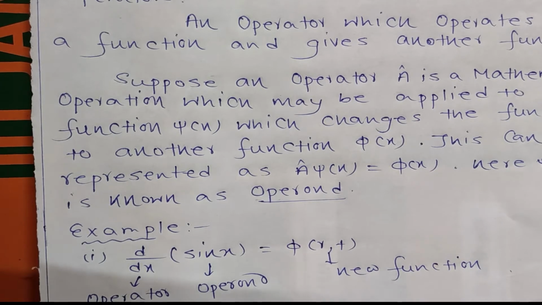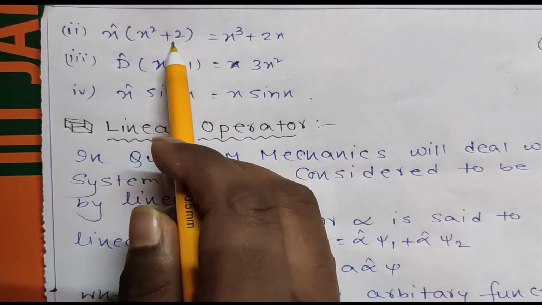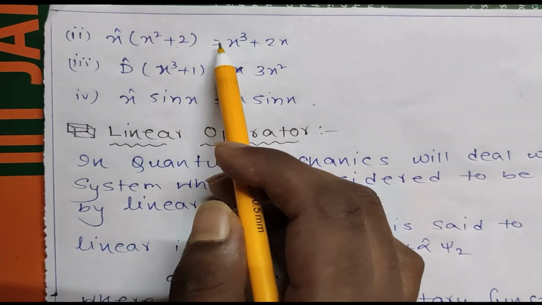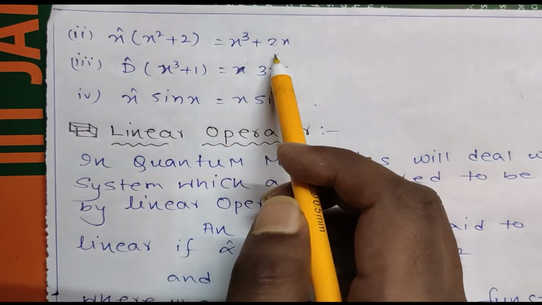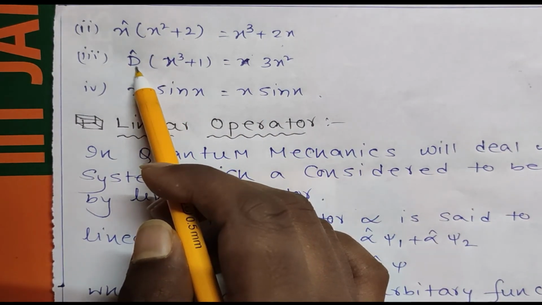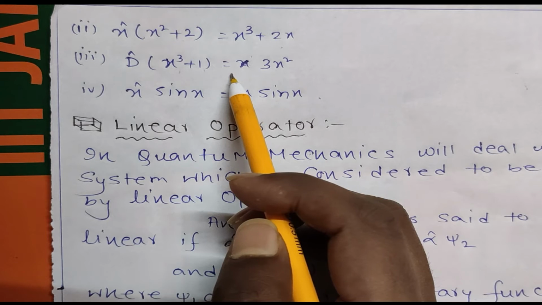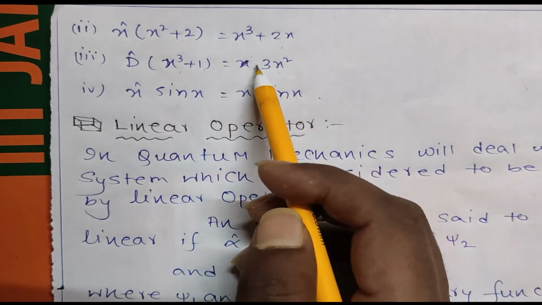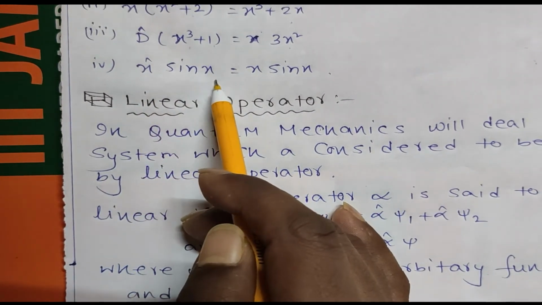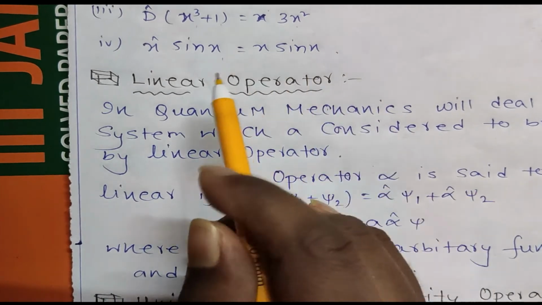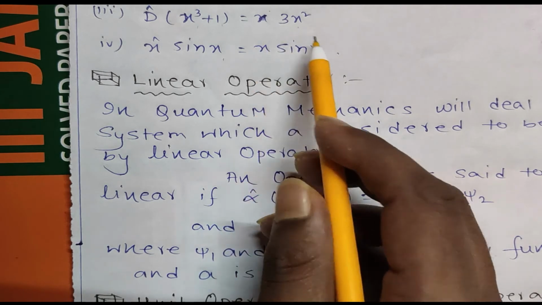Another example: x is the operator and x square plus 2 is the wave function. After the operation, the new function is x cube plus 2x. And d/dx is the operator, x cube is the operand or wave function, and the new wave function is 3x square. Again, x is the operator and sin x is the operand or wave function; after operation the new function is x sin x.